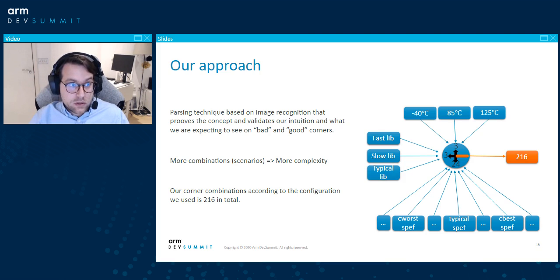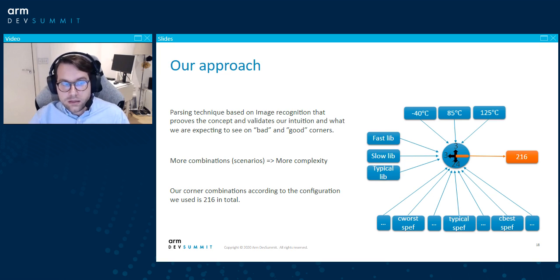So the approach that we followed is that we put together a user-defined parsing technique based on image recognition that proves the concept and validates our intuition of what we are expecting to see on so-called good and bad corners. The corner combinations that we used sum up to 216 in total, but could definitely become even in the thousands magnitude if we consider more corner variations and more parameters on these variations.